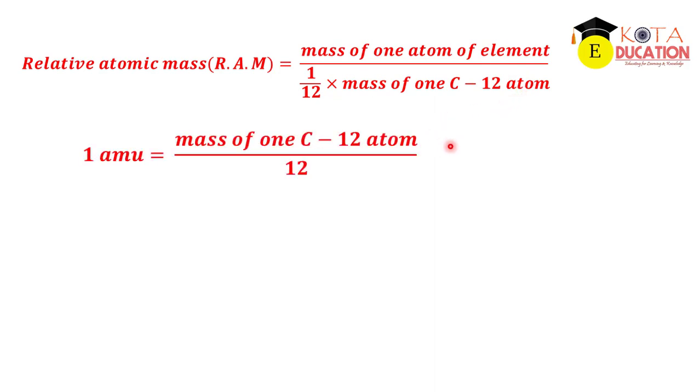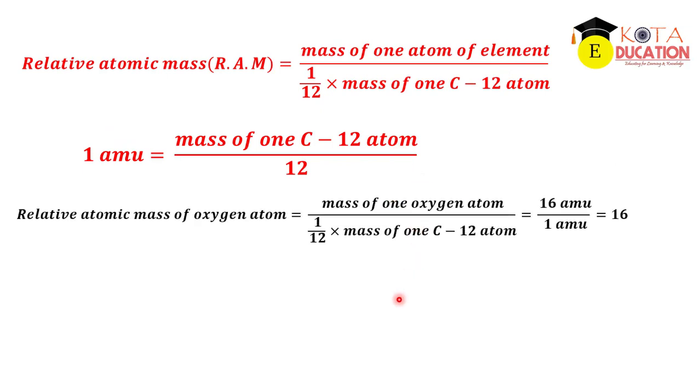Right? So we already know 1 AMU, that is one atomic mass unit, is the mass of one carbon-12 atom divided by 12. So what we are going to do is substitute this part, 1 AMU, in this equation. So if we have to find the relative atomic mass of one oxygen atom, it will be the mass of the oxygen atom divided by 1/12 into the mass of one carbon-12 atom.